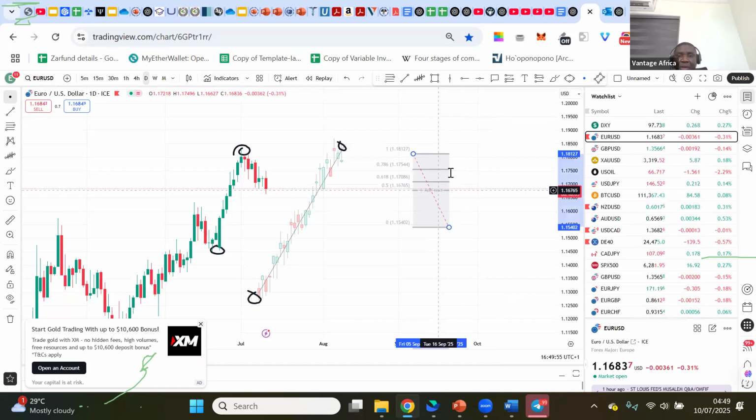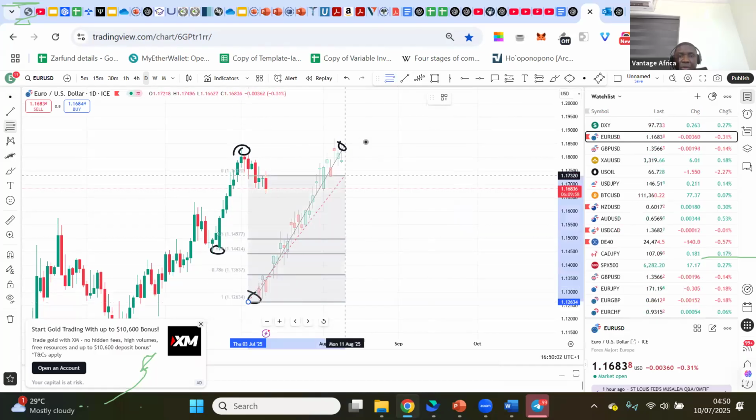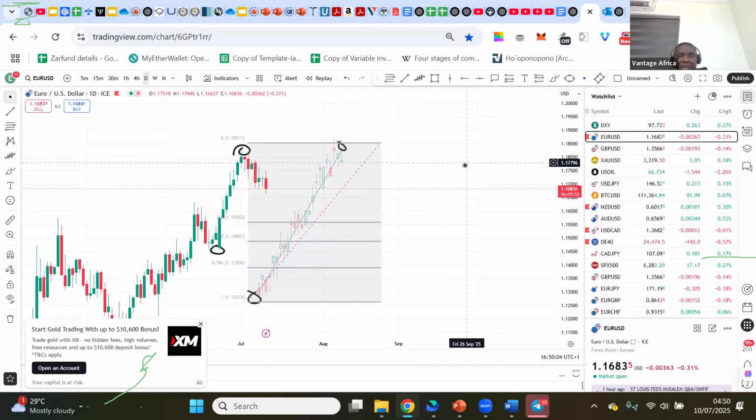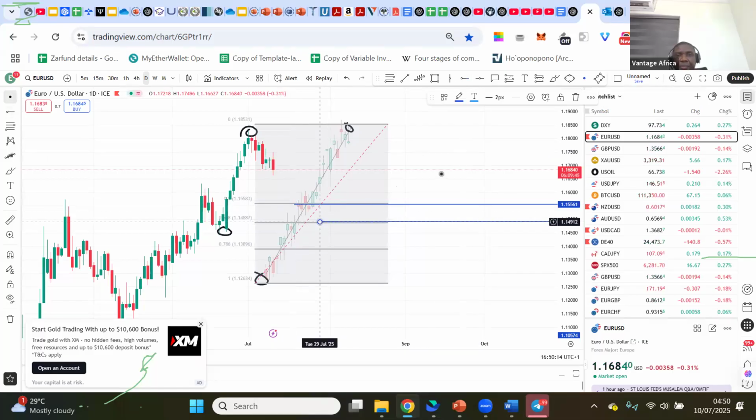We take our Fibonacci level here. We draw from the swing high to the swing low. We draw from here to here. So what that means now is that this is the 50%. And you see, this right here is a 50% level. This is the 50% level. This is the 61% level.